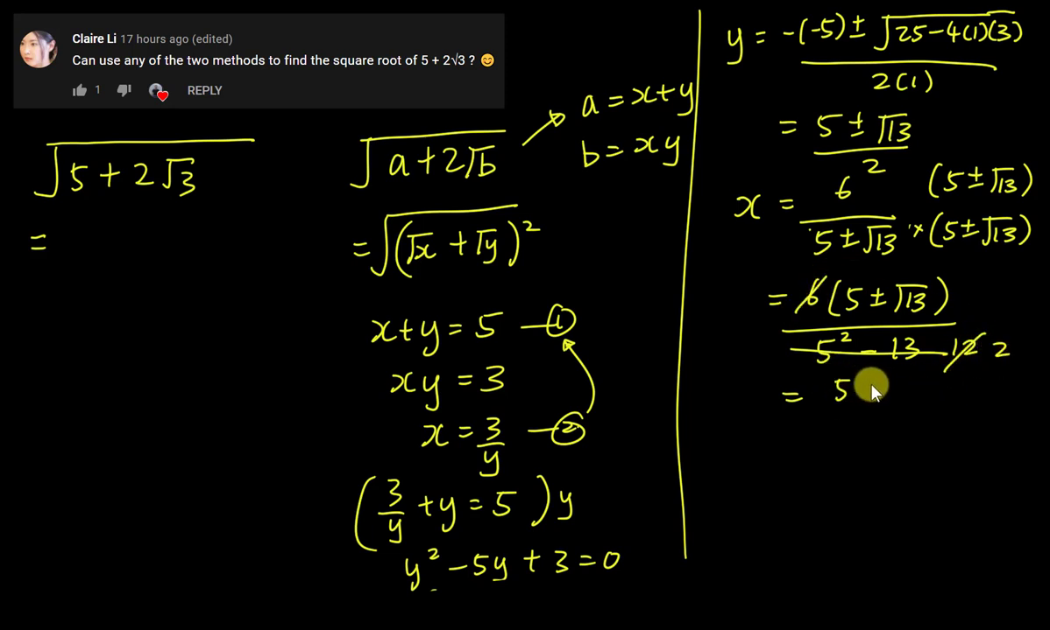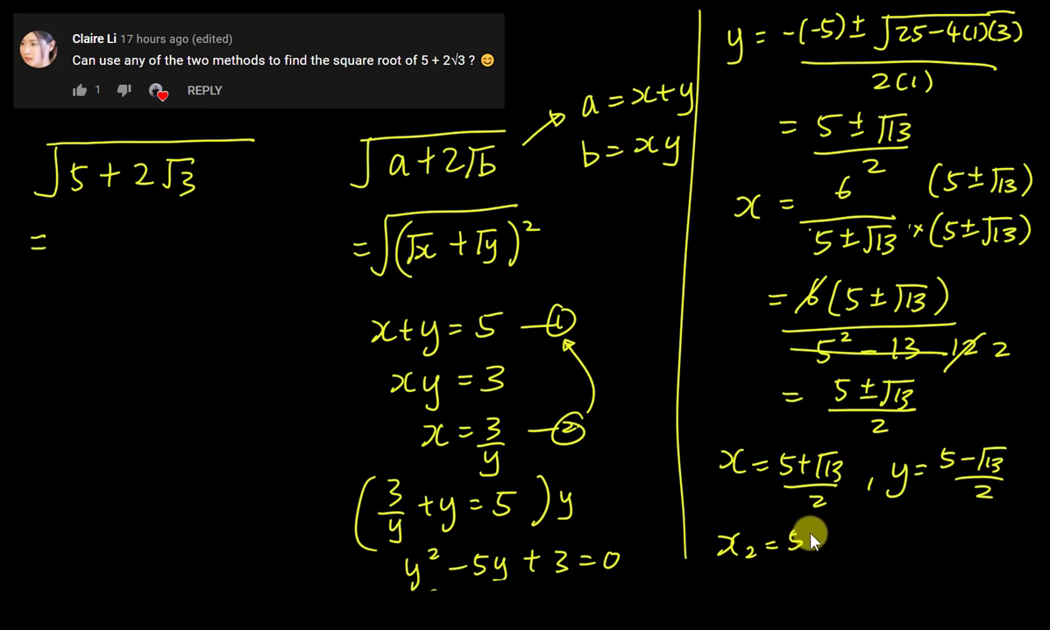So you realize the answer is 5 plus minus square root 13 over 2. But they are not exactly the same answer, depending on which value you sub in first. So basically I know if x is equal to 5 plus square root 13 over 2, then the y will equal 5 minus square root 13 over 2. So another x answer is equal to 5 minus square root 13 over 2. Then the y will be the plus version.